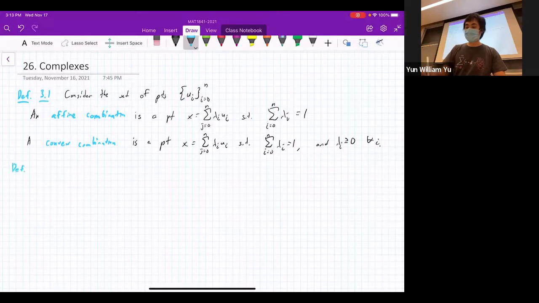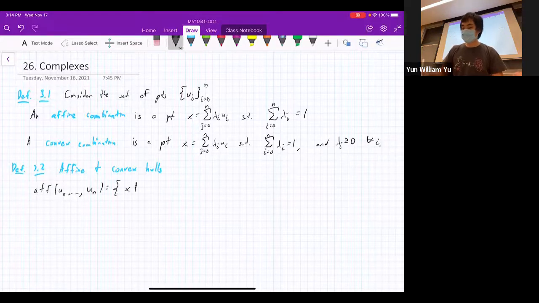And of course, then we can define affine and convex hulls. Those take the standard definitions: basically all the points that are affine combinations or, respectively, convex combinations. We'll just use this notation: the affine hull of u_0 through u_n is just the set of all x such that x is an affine combination of our u_i. And the convex hull is the same thing, except that x is a convex combination.